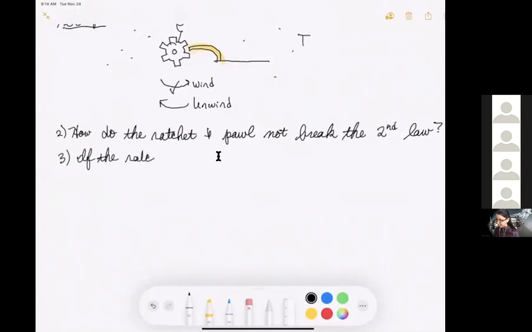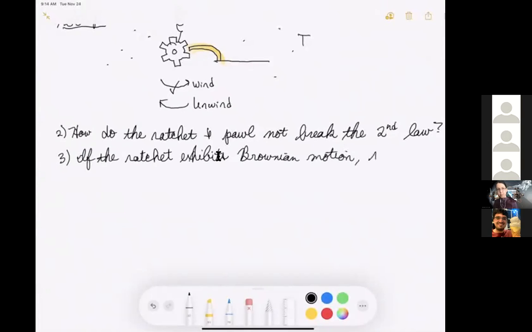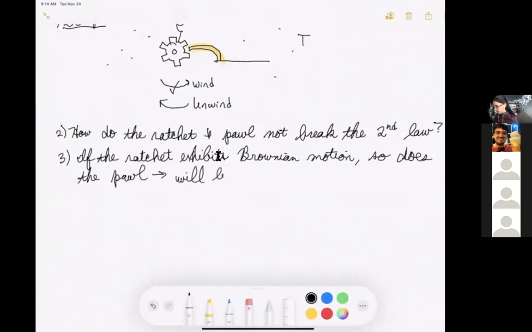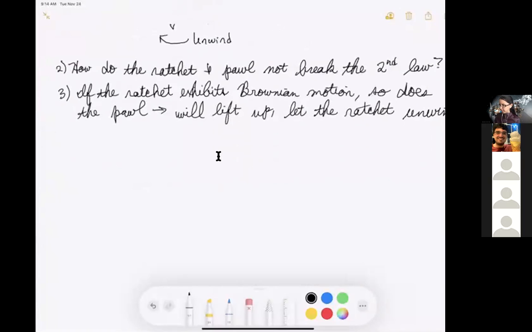the ratchet exhibits Brownian motion, so does the pawl. So it'll sometimes lift up and let the ratchet unwind. Give a little more background about this problem.